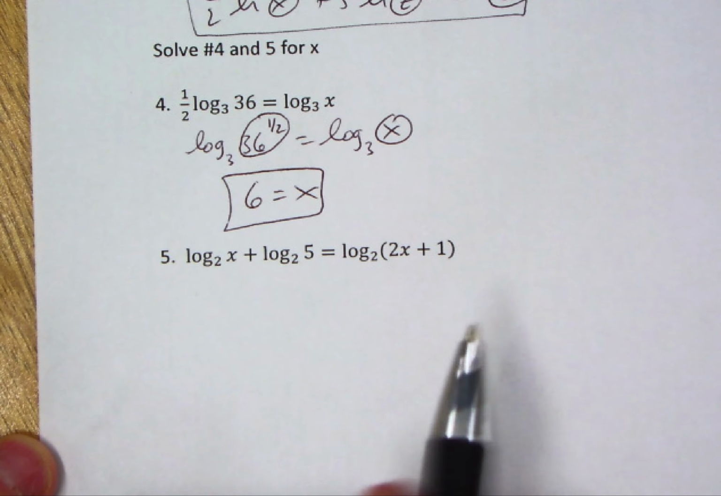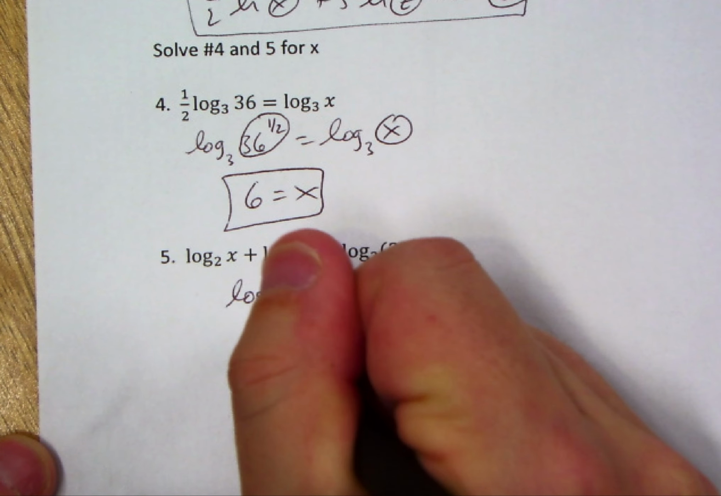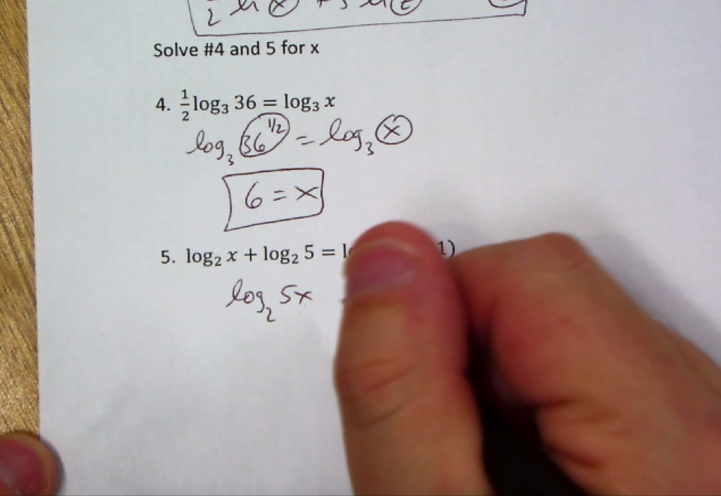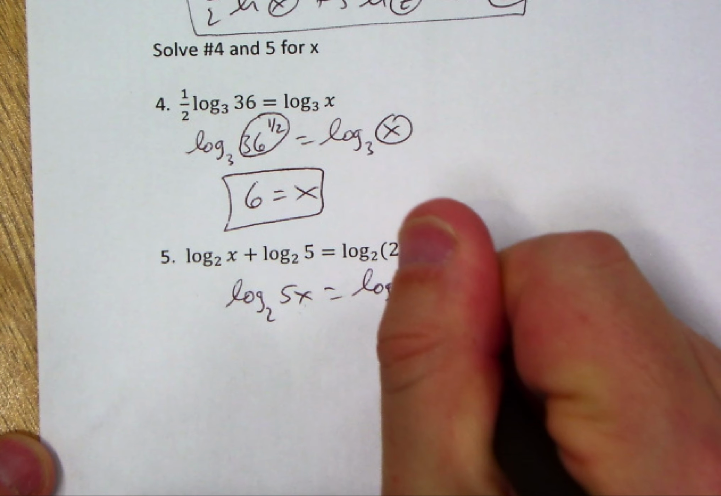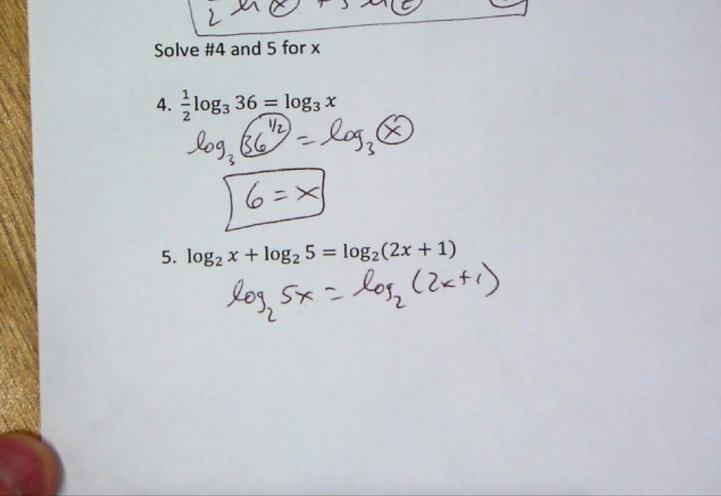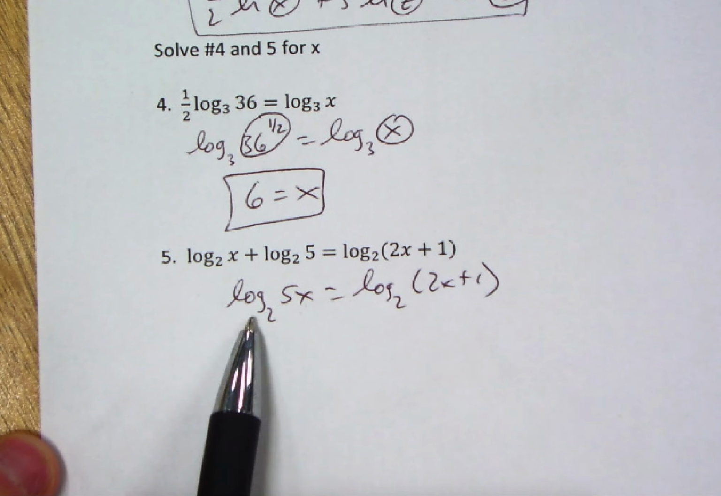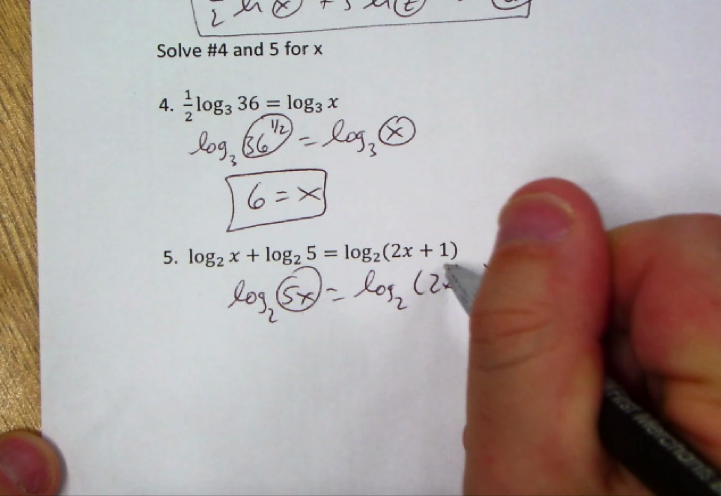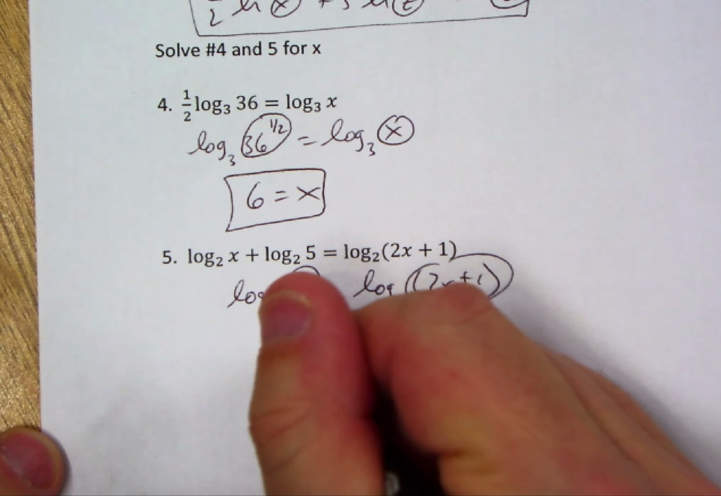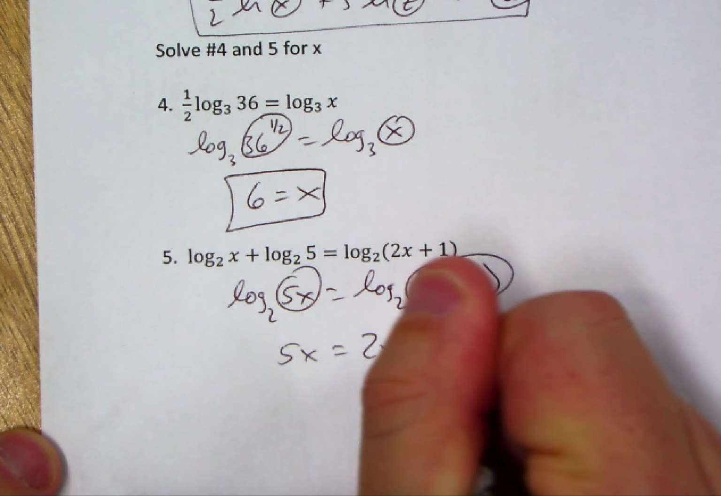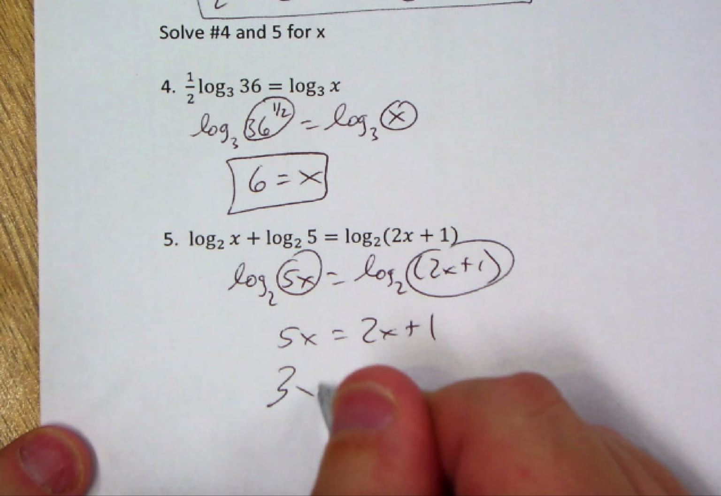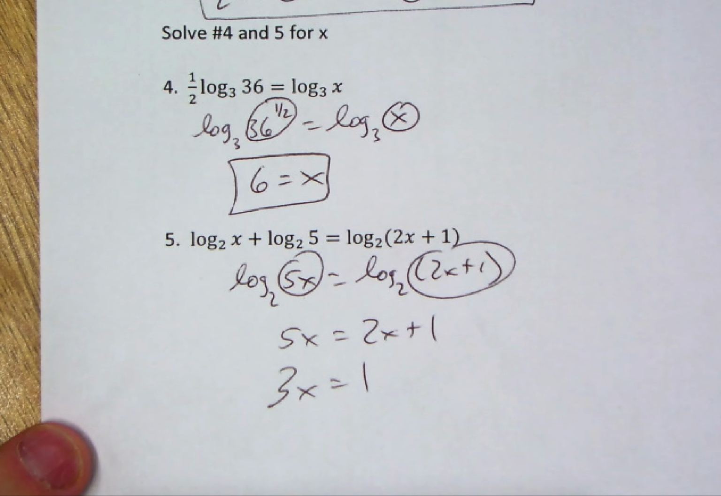So since we're adding, this would be log base 2 of 5x, because we would multiply x and 5 together, equals log base 2 of 2x plus 1. Now I have my goal accomplished. I have the same log base on both sides, just one of them, so set the arguments equal at this point. And now I just solve this equation for my answer. Subtract 2x, divide by 3.